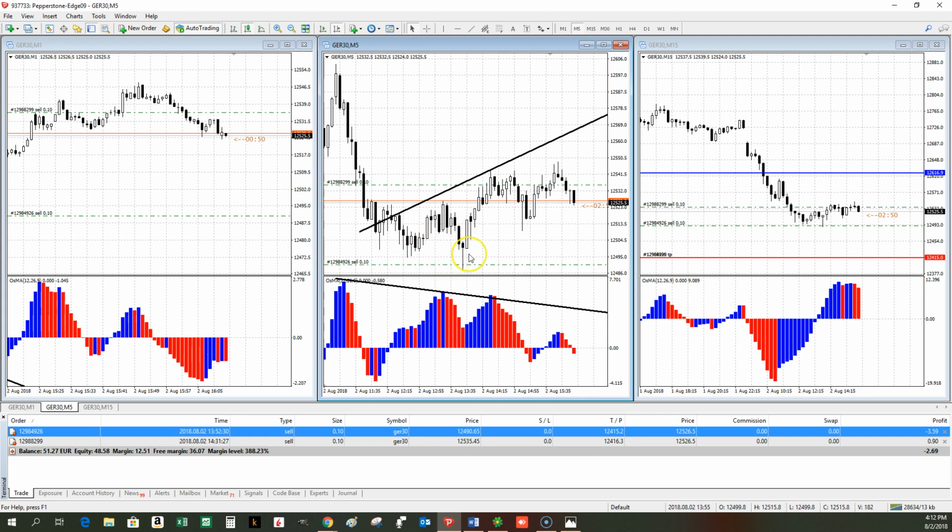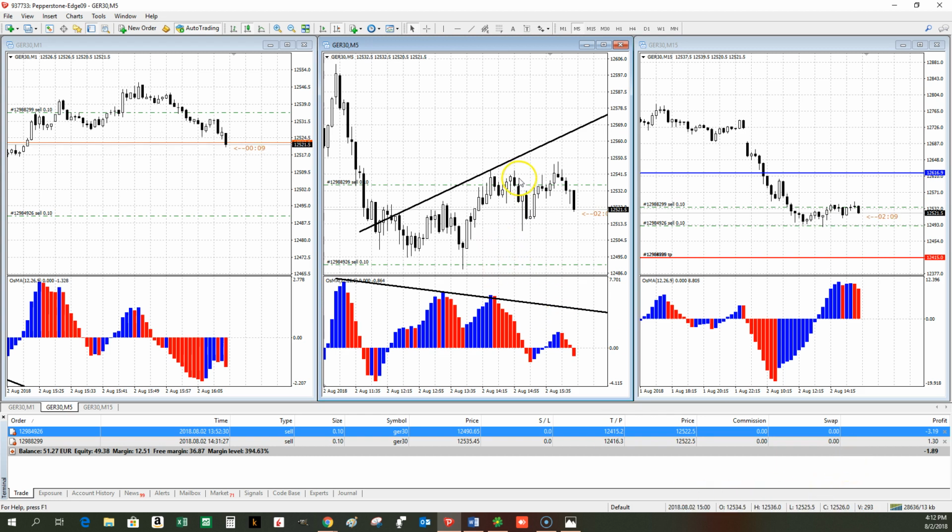Okay, so it was about 2 o'clock in the afternoon, 2:30 in the afternoon. And it started to go against me. So instead of cutting this trade, I started to do an average down strategy because I wanted to show you how to get back your trade. Okay. So now what's the situation?